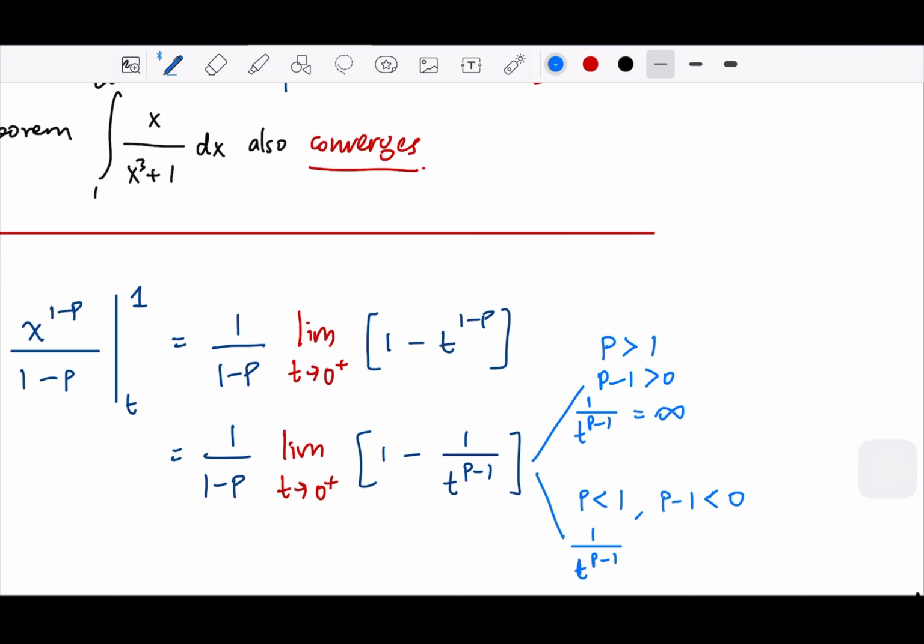Okay? And then when we take this t to 0, it will be 0, 1 over infinity, 0. So it will be converged. Okay? It will be converged. So we say that the first one will be diverged. The second one is going to be 0, or we say it's converged or convergent.